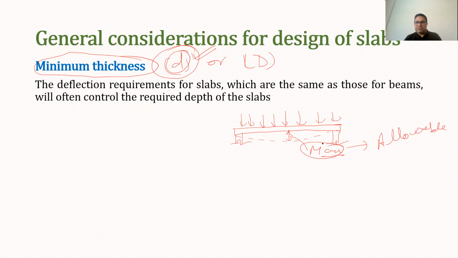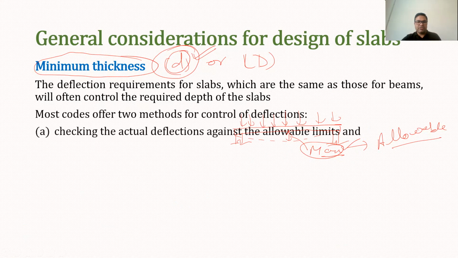Now, in this process, it is a little lengthy process. In this, we have to find out deflection all the time, and then we compare that with the allowable limits. So basically, IS code or some other country code follow two bases. So we have two options. Which option we should follow? So that I will show you first.